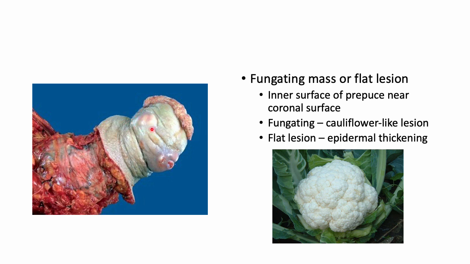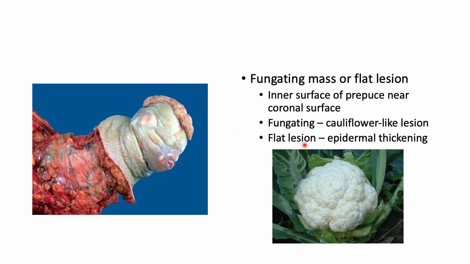and there's also some growth over here and also over here, which already seem to be ulcerated. Usually, how to describe grossly, we say that this is a fungating mass or flat lesions, and it's on the inner surface of the prepuce near the coronal surface. So it's actually more inward inside of the penis, in between the prepuce and the glans penis. It is a fungating kind of lesion. It's a cauliflower-like lesion, like in this picture.